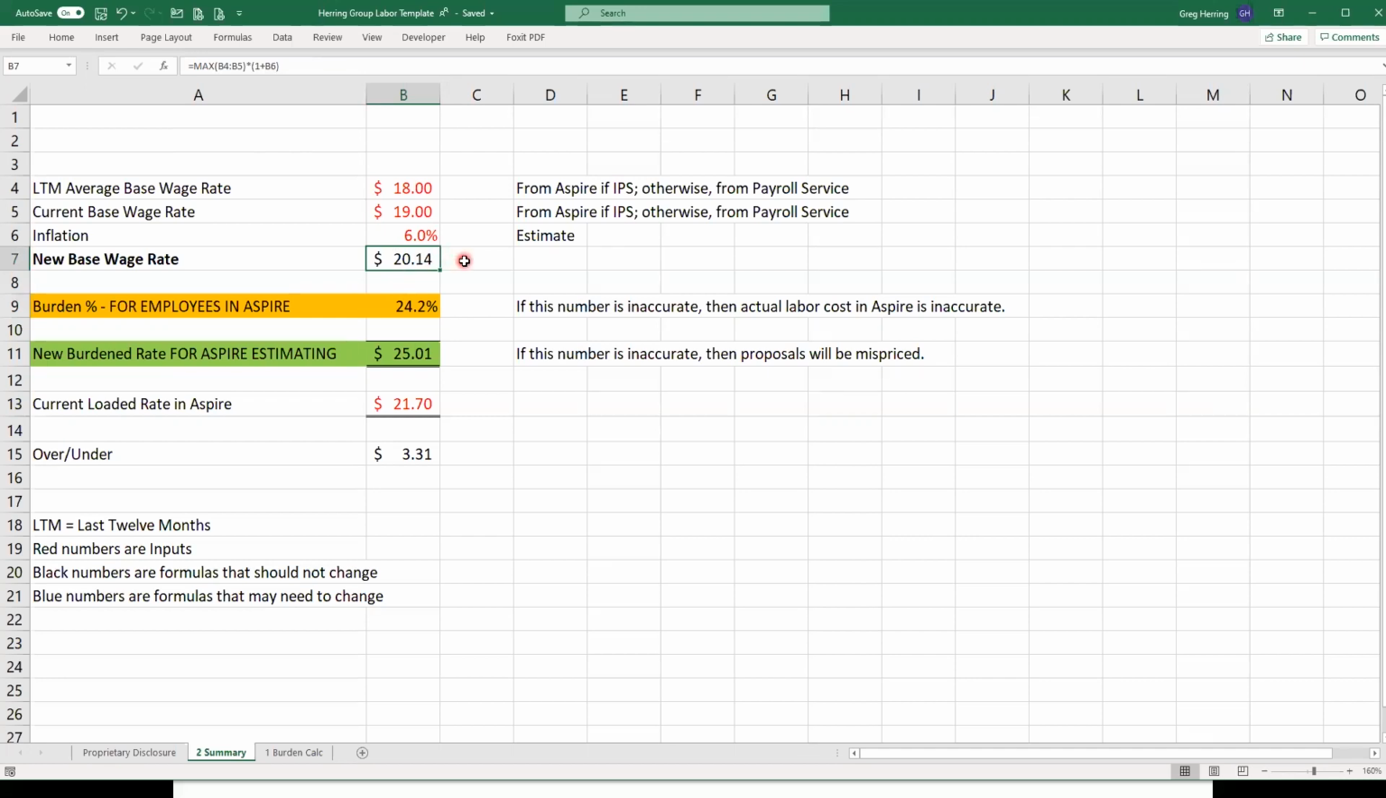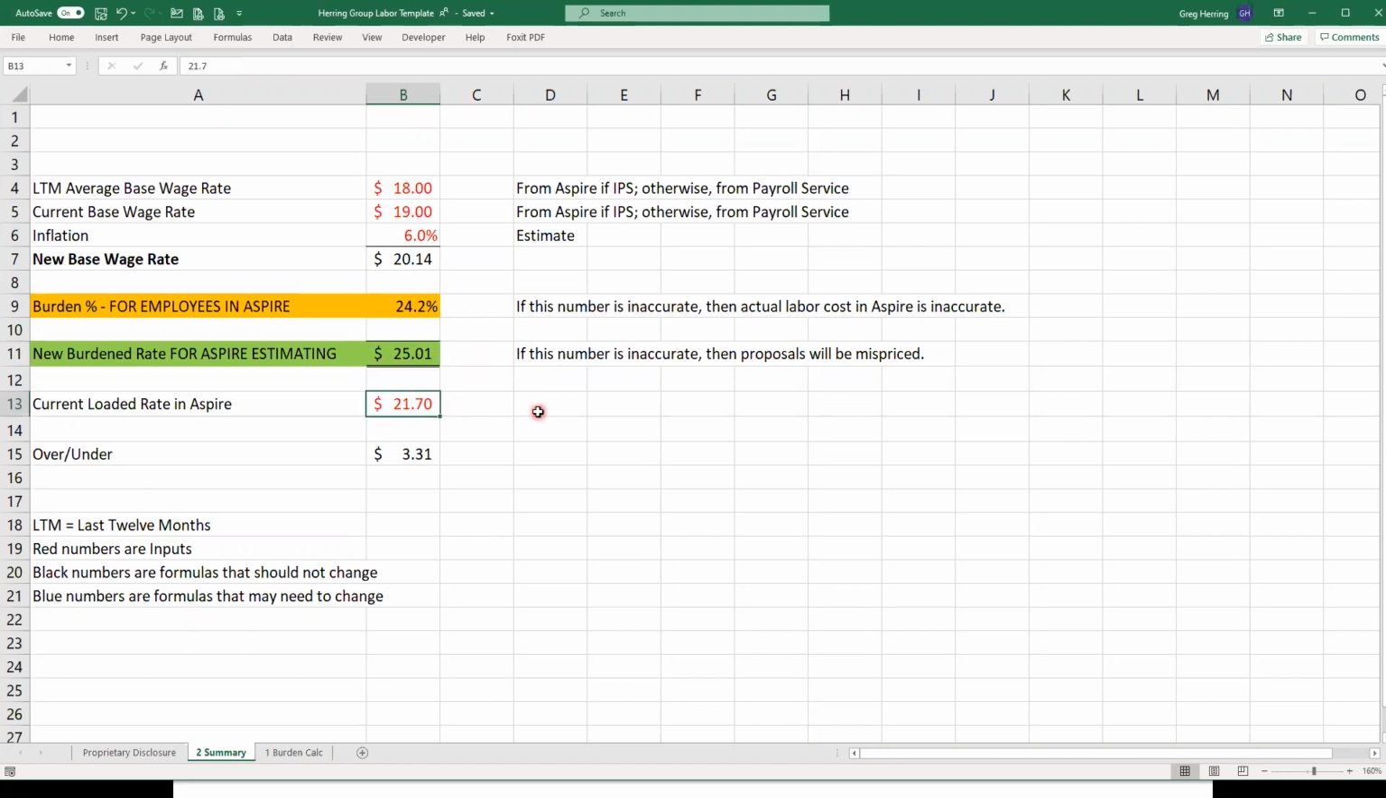Now, you don't actually enter this anywhere in Aspire, but you use it to calculate something that you need to input into Aspire. So that's 20. We're talking about a 24.2% burden. I'm going to show you how to calculate that in just a moment. Then we have a new burdened rate, which is just the 20 times 1.242 to get you to 25.01, which is our new burden rate for estimating. Again, we like to do this by division, not total company, but I'm just illustrating on a total company basis. So we compare that to what's loaded in Aspire.